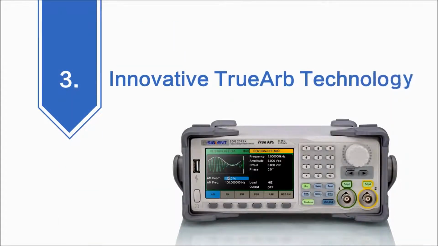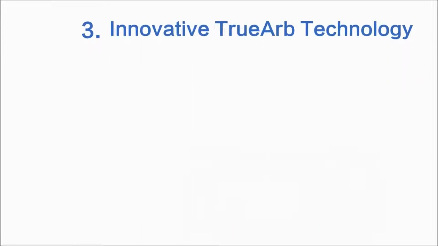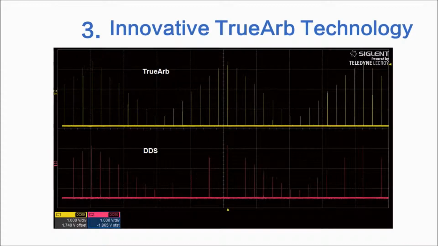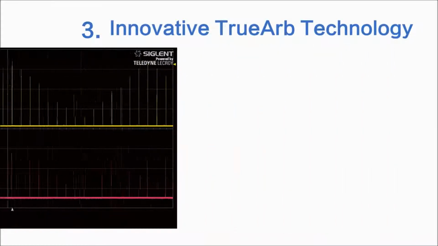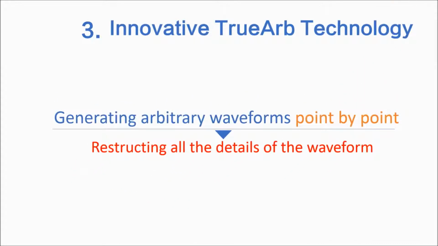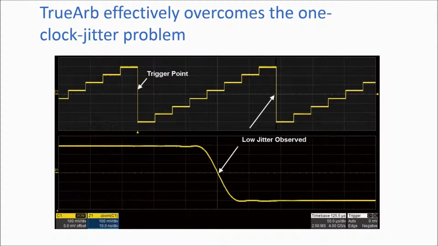With the SDG2000X's innovative TrueArb technology, it can generate arbitrary waveforms point by point, never skipping any point, so that it can reconstruct all the details of the waveform as defined. TrueArb effectively overcomes the defect that DDS may cause with the one-clock jitter in arbitrary waveforms.